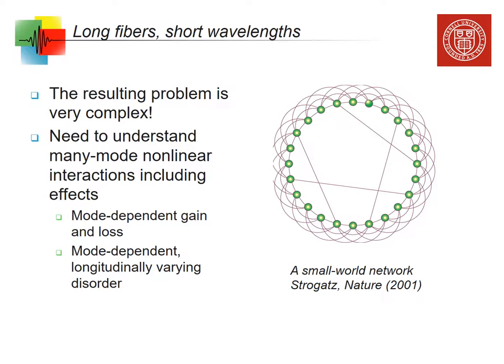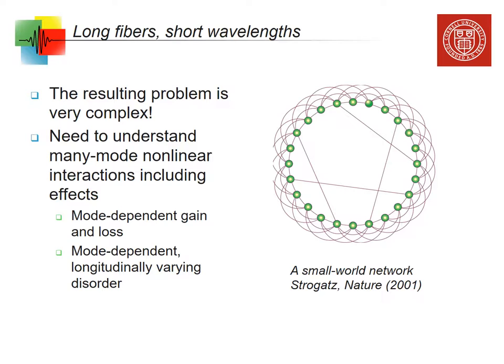In addition to that, we have to consider the loss. There's mode-dependent loss, there's mode-dependent nonlinear interactions, there's mode-dependent disorder, and it's varying longitudinally across the fiber. So this is a complex network. All the modes are interacting with one another through all these different mechanisms, and if we look at the topology of that interaction, we have a complex network.